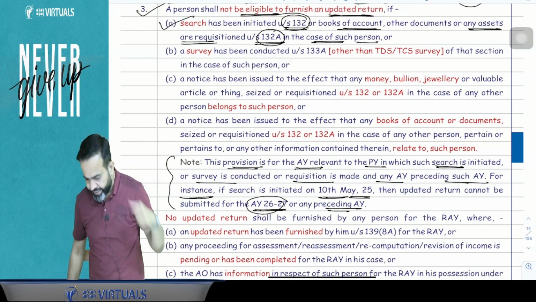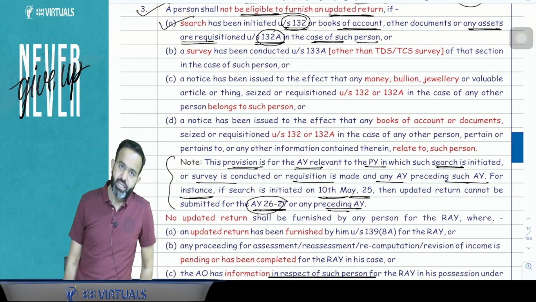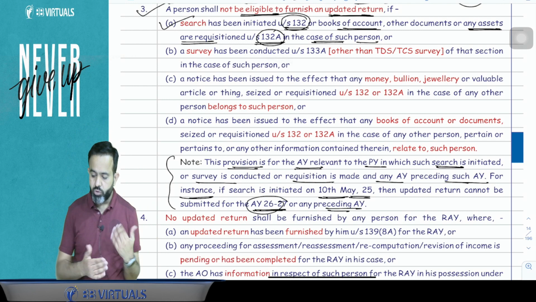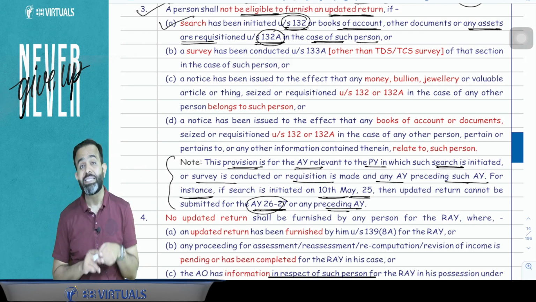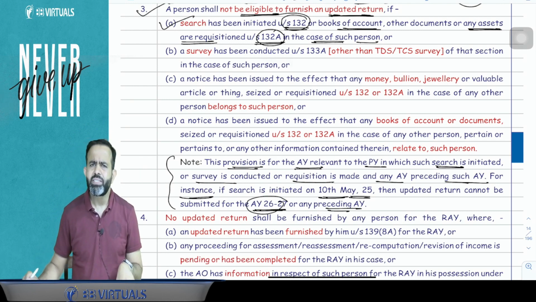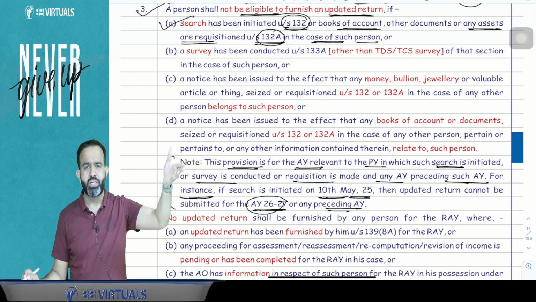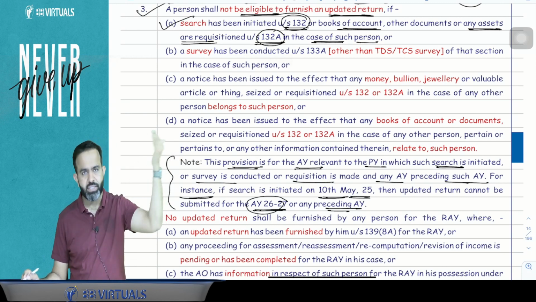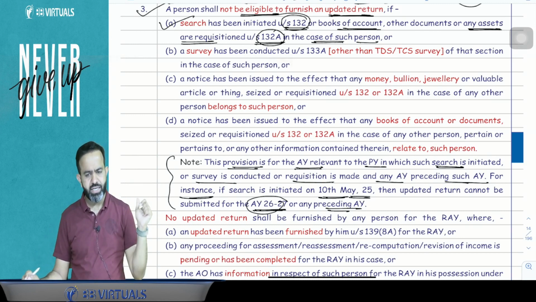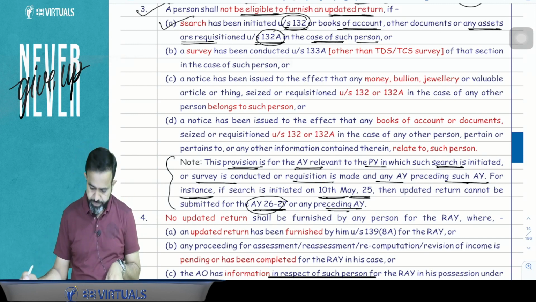So point A says that if a search has been initiated under section 132, or books of accounts or other documents or any asset are requisitioned under section 132A. Requisition means a request from any other authority, like a search conducted by FEMA or any other authority, then they will request the books of accounts, documents and assets. That is called requisition.